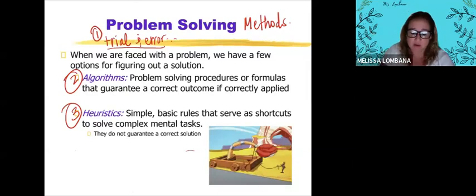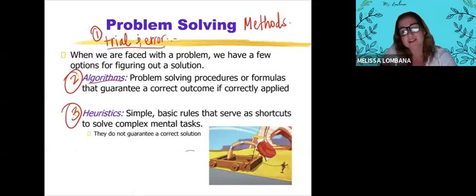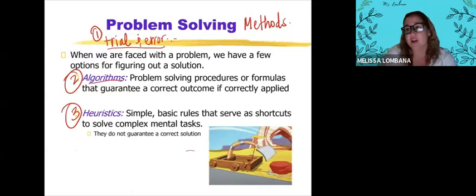As opposed to an algorithm, where you're guaranteed the solution and the answer, and boom, here you go. And with heuristics, since you're doing a shortcut and just sparing the moment, or thinking from other past experiences, this is not always guaranteed, okay?